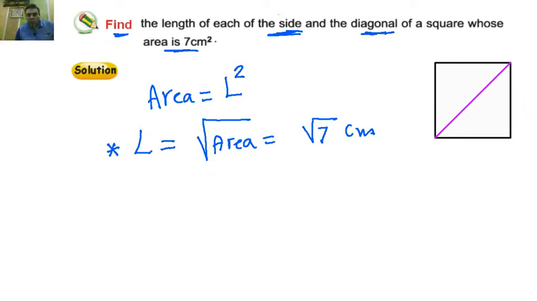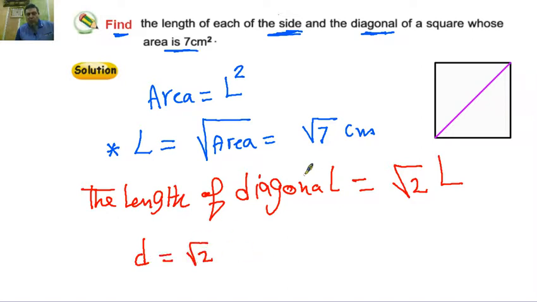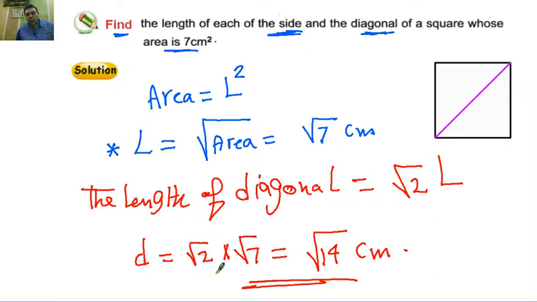We mentioned before that the length of the diagonal of a square equals square root of 2 times the side length L. Then the diagonal equals square root of 2 times square root of 7, which equals square root of 14. The diagonal length equals square root of 14 centimeters, as you see.